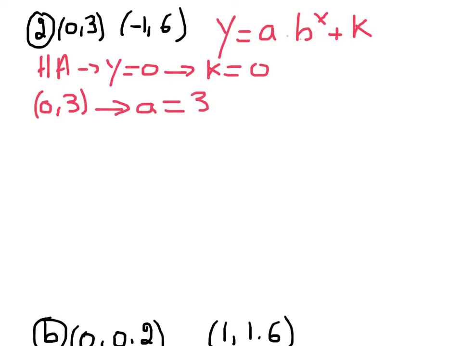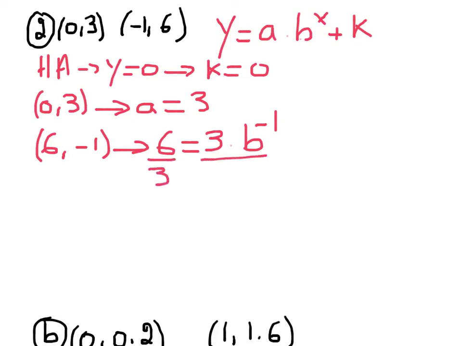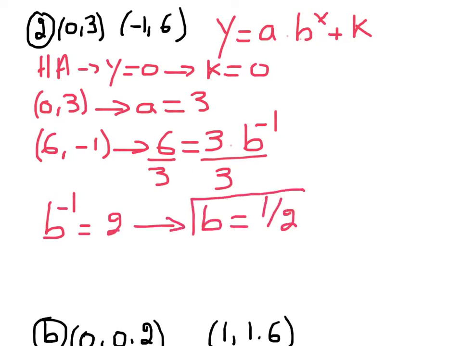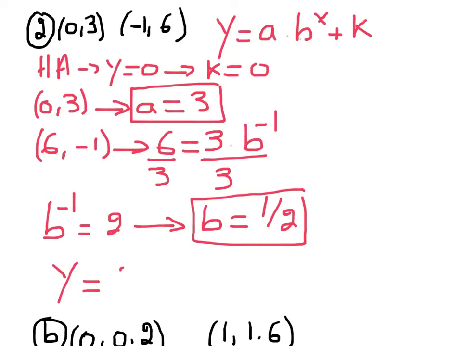If you plug in the second point, 6 for y, negative 1 for x, you will get 6 equals 3 times b to the negative 1. Divide by 3, you will get b to the negative 1 is equal to 2, which gives you b equals 1/2. Now that you have a, b, and k, to put it together, your function should be y equals 3 times 1/2 to the x. Please put 1/2 in parentheses.